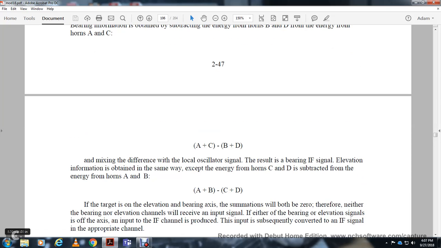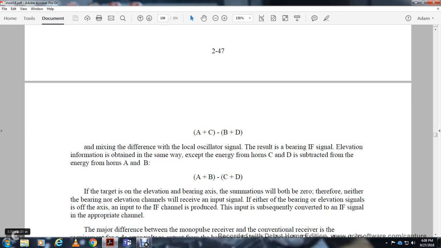And mixing the A plus C minus B plus D difference with the local oscillator signal results in the bearing intermediate frequency signal. The elevation information is obtained in the same way, except the energy of the horns C and D is subtracted from the energy of horns A and B, with A plus B minus C plus D. If the target elevation and bearing are along the axis, both will be zero, therefore neither the bearing nor the elevation channel will receive an input signal. The bearing and elevation signals of the input intermediate frequency channel are produced with the input subsequently converted with the intermediate frequency appropriate channel.